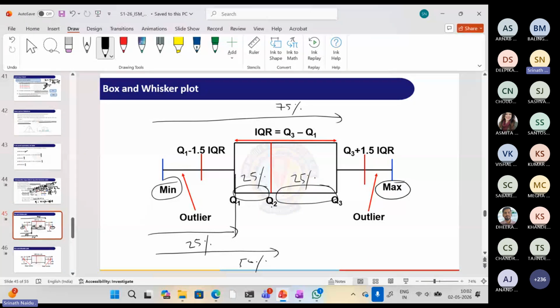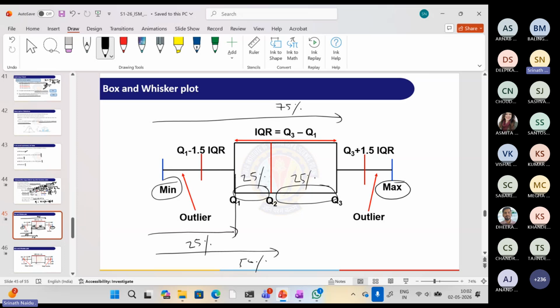So that means Q2 can be somewhere over here, not bang between Q1 and Q3, because we're talking about the median, not the mean. So this is Q1, this is Q2, this is Q3. Then you have Q1 minus 1.5 times IQR, and Q3 plus 1.5 times IQR.